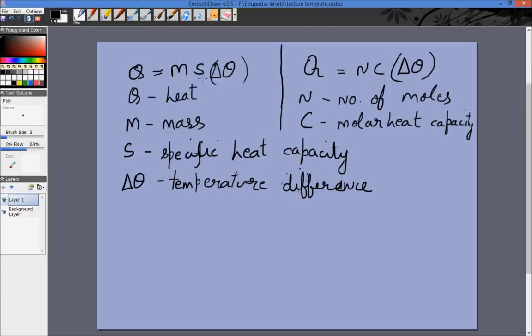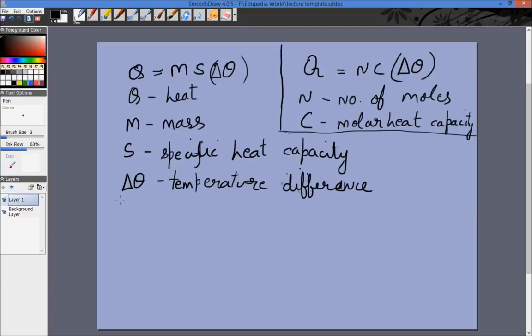If we take m and delta theta to be 1, then S is simply the amount of heat required to increase the temperature of 1 unit mass of a substance by 1 degree centigrade. By that logic, C is the heat required to increase the temperature of 1 mole of a substance by 1 degree centigrade. So there is a slight difference between them, and the factor relating them would have to be the atomic mass. Right. So in principle, this completes calorimetry.